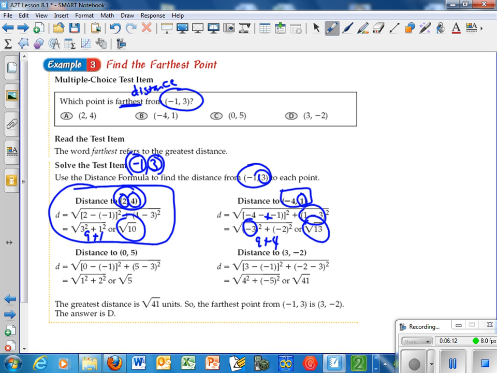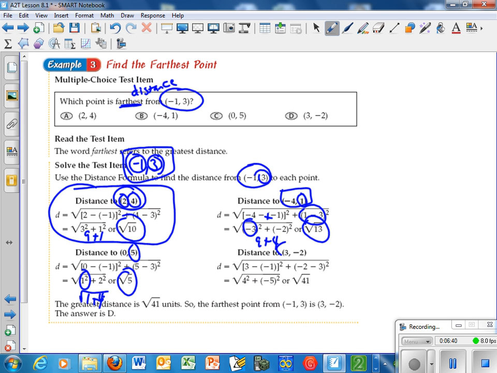Then they go 0, 5. Again, always relating to the point negative 1, 3. So 0 minus a negative 1 squared, or 0 plus 1. So that's 1 squared here, which is going to be underneath the square root 1. And then they do 5 minus the 3. So 5 minus 3 is 2. 2 squared is 4. So they have 1 plus 4, square root 5. So that's obviously shorter than those other two.